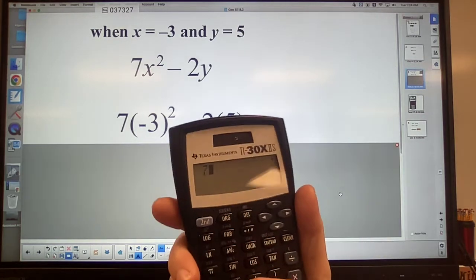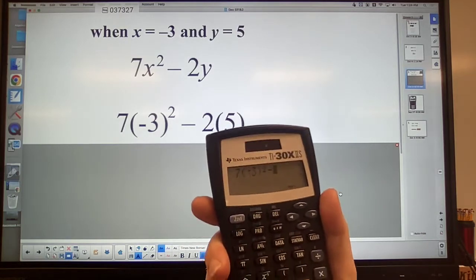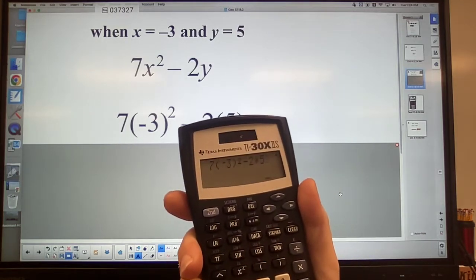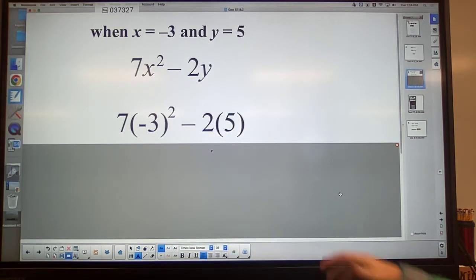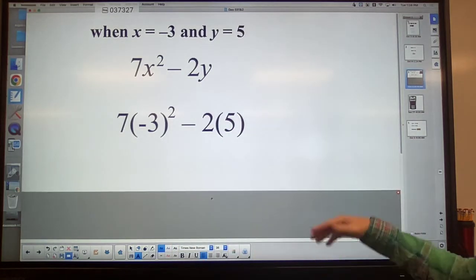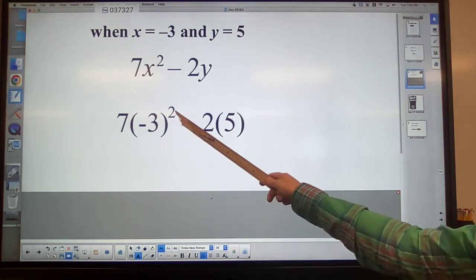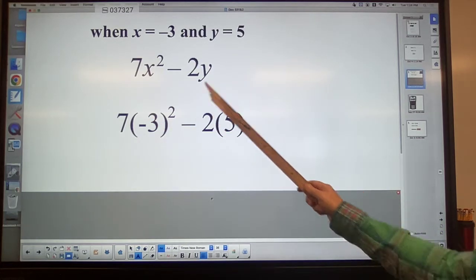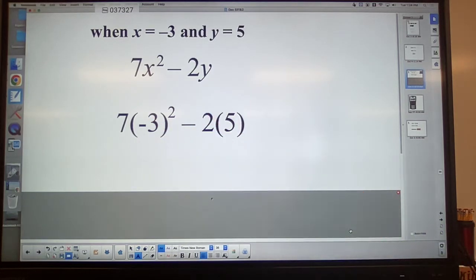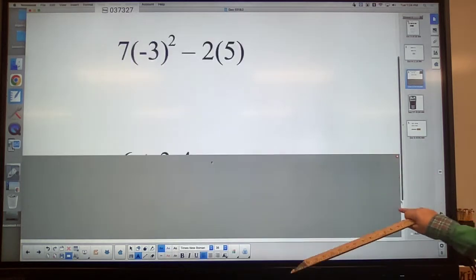I'm going to continue to beg of you to keep putting all of it in your calculator at once. 7 times -3 in parentheses squared minus 2 times 5 equals 53. Don't figure out -3 squared first and find out that's 9, then take 9 times 7 and get 63, and then take 2 times 5 and make that 10, and then take 63 minus 10 and make that 53. There's way too many calculations to do, way too much room for error.